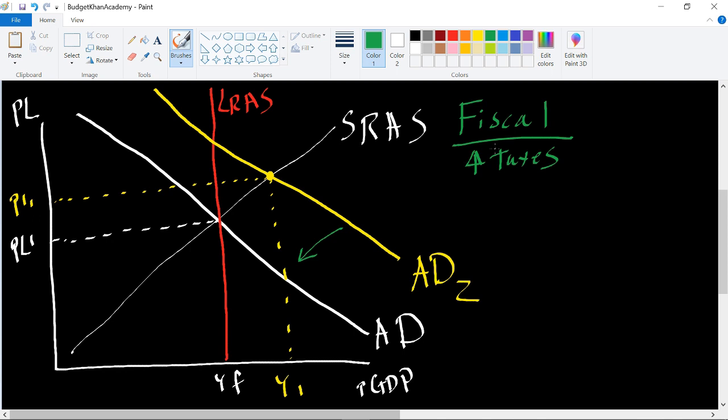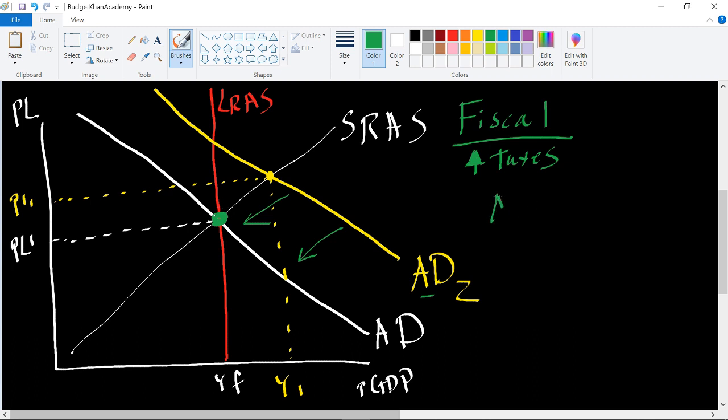Raising taxes, this will lead to less money in people's pockets, which will lead to, due to the income effect, less spending. And since aggregate demand is all about spending, this fiscal policy of raising taxes could decrease the aggregate demand and ultimately lead us back to that long-run equilibrium.